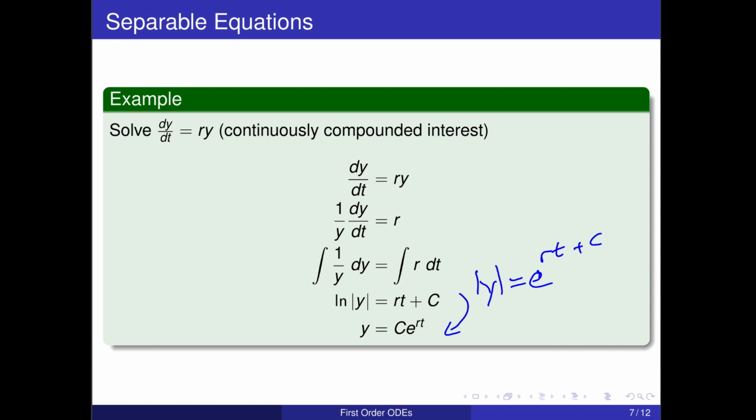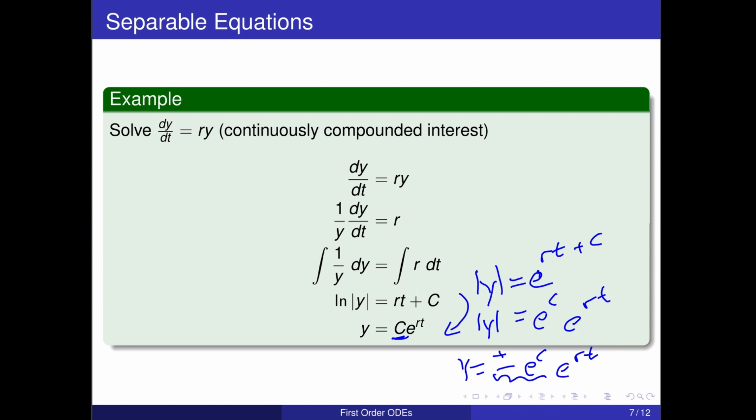And the idea, right, is using exponent rules. We can write this as e to the c times e to the rt. But c was just some arbitrary constant anyway, so we can replace this by some other arbitrary constant. And also, absolute value of y being equal to things, well, that means y is either equal to that expression or minus y is equal to that expression. So we'd have something like this. And then the idea is this plus or minus times e to the c, that's just an arbitrary constant. So we can just replace that with the c over here in the final solution.